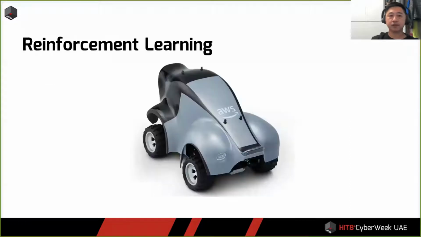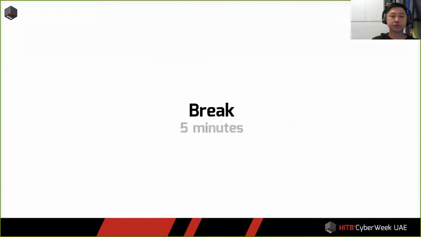Okay. So AWS has also created and released a car called DeepRacer that relies on reinforcement learning. If you're interested, you can check out the AWS website. It is called DeepRacer. It is pretty interesting as well.